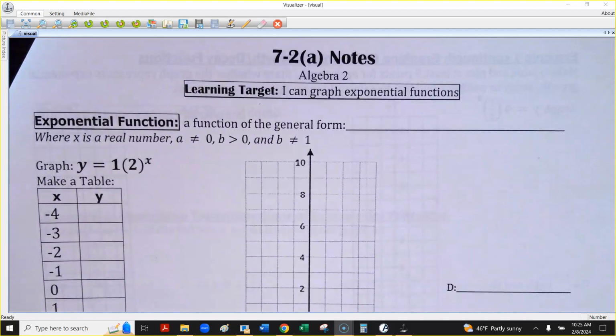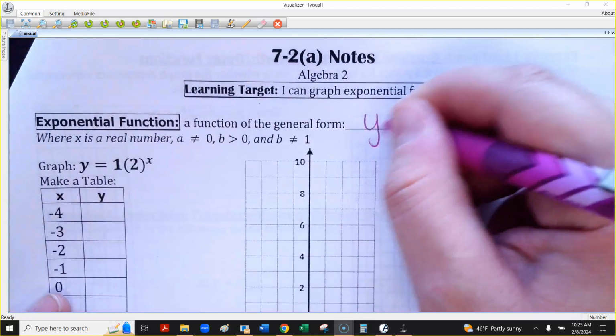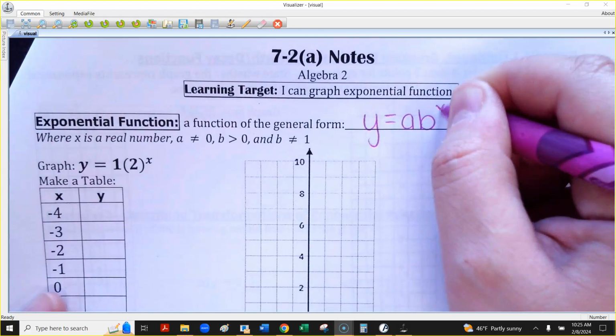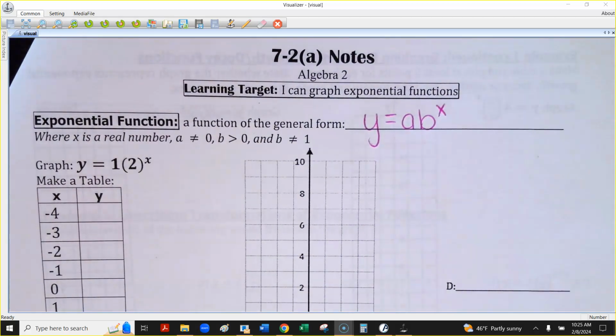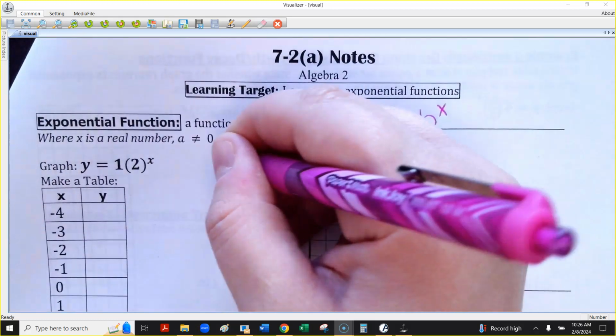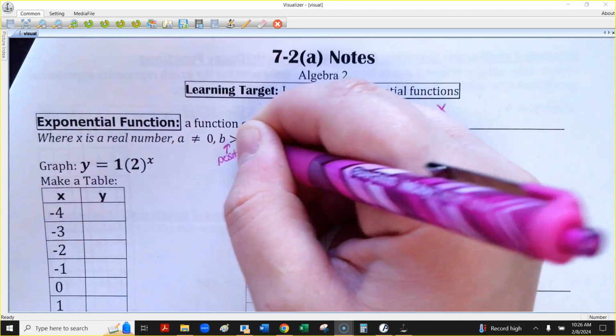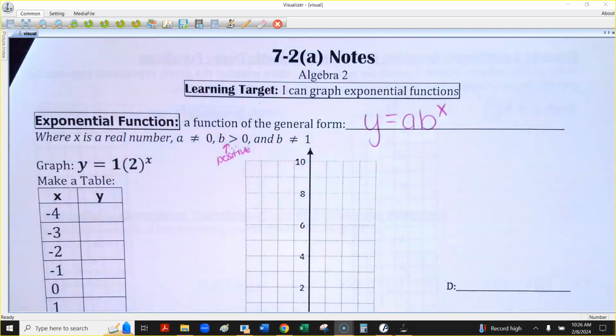is going to be in the form y equals a b to the x, just like we talked about yesterday. And remember the rules here. A cannot be 0, because if it was, then the whole thing would be 0. B has to be positive. So this notation here, b is greater than 0, just means it's positive. So you're never going to have a negative number that you're taking to the power for any of these questions.